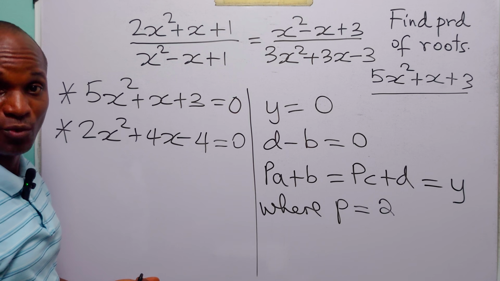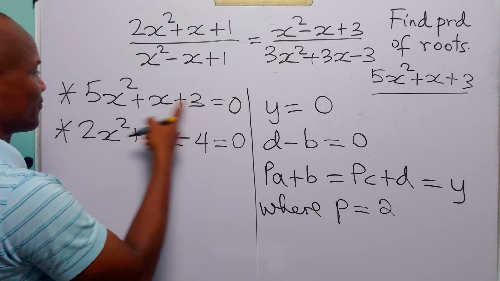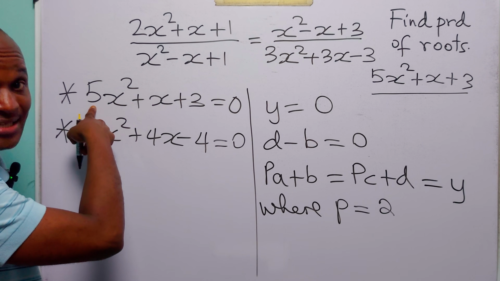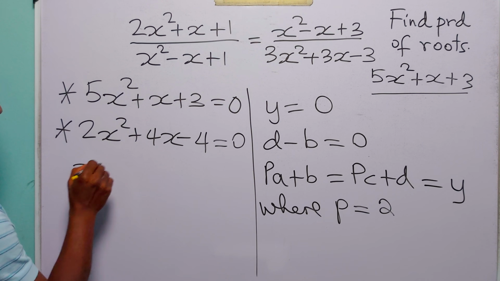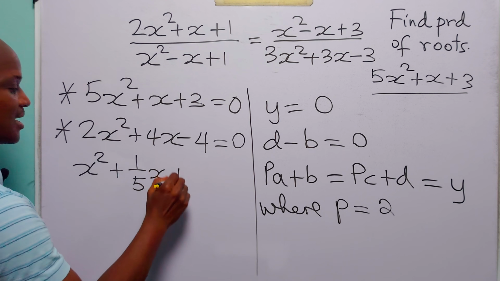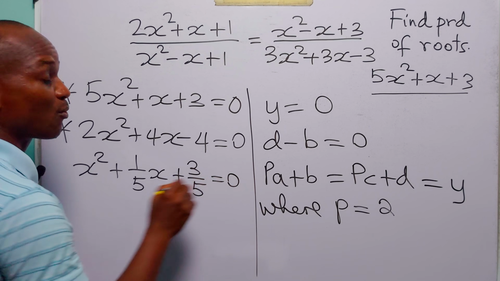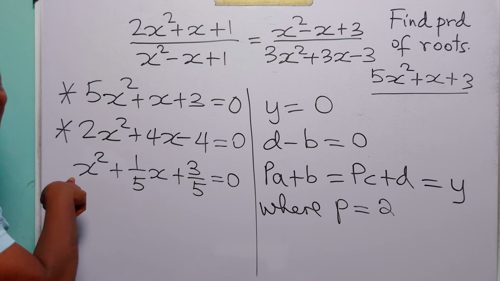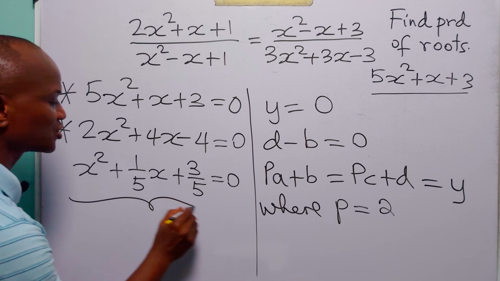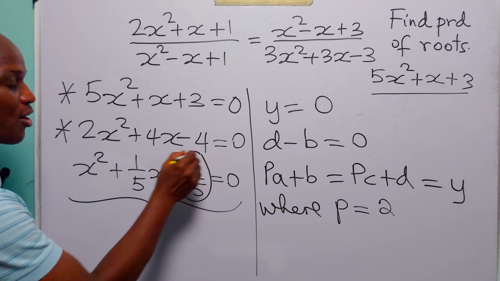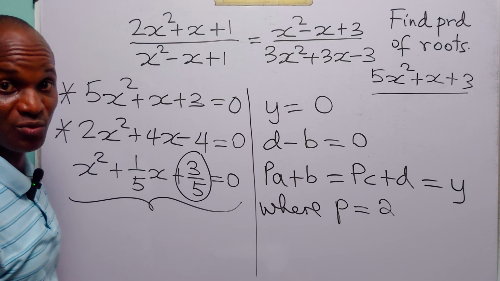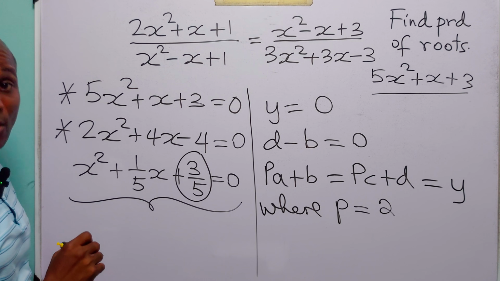And of course, from our theory of quadratic equations, you know that when we have a quadratic equation like this, first of all, we have to divide through by the coefficient of x squared. So when we do that, we have that x squared plus 1 over 5 x plus 3 over 5 is equal to 0. Now that the coefficient of x squared is 1, it is very easy to see that the product of the roots of this quadratic equation is 3 over 5. So we do not even need to solve this quadratic equation to find the product of the roots. So from here, we have that the product is 3 over 5.